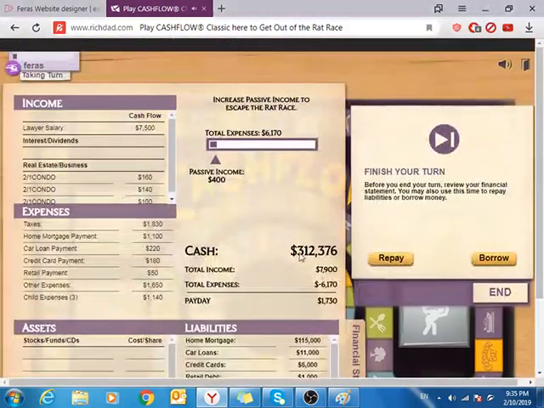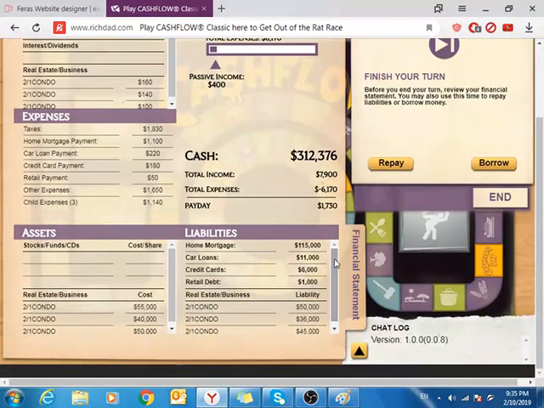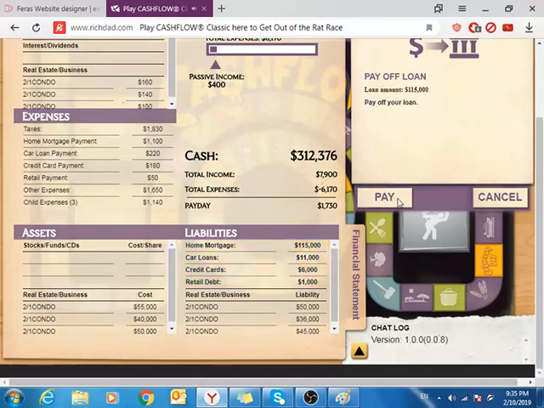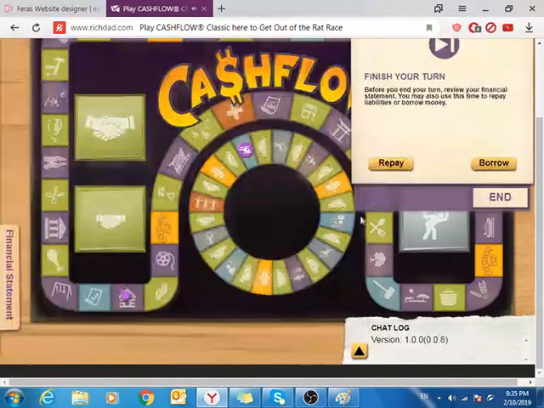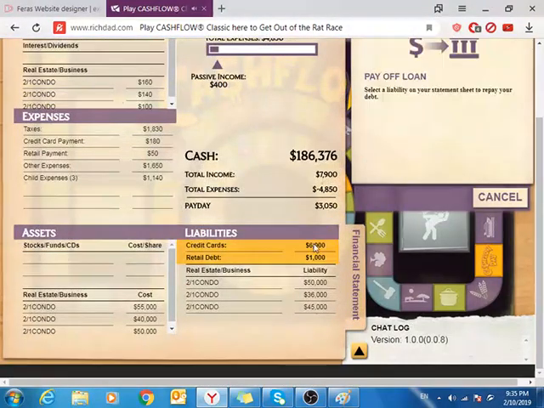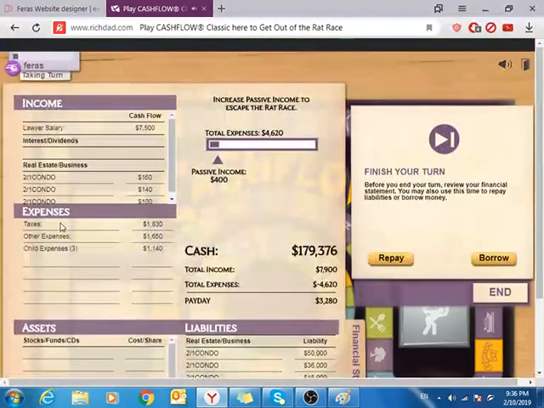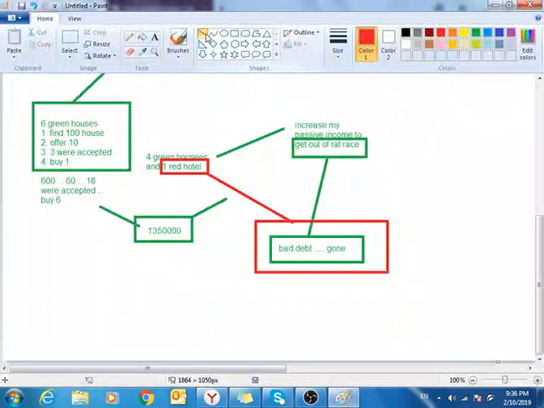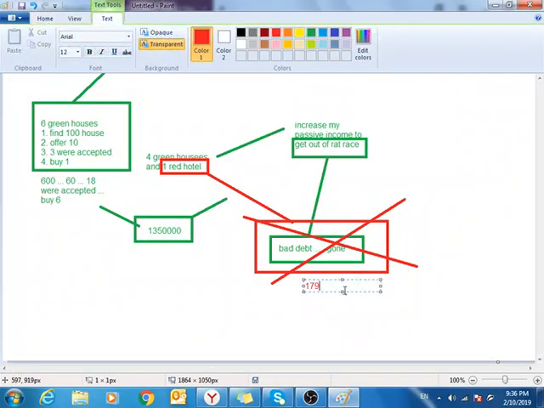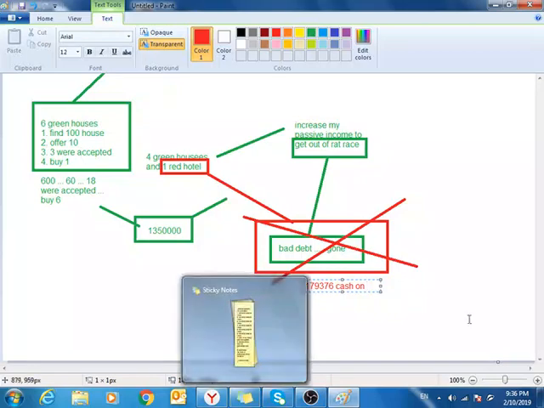Okay, now cash in hand is 312,376, and I have some home rebate. Let's rebate this amount of money. Okay, let's look here, expenses, 4620. Like there's $4,000 now. You can say, okay, bad debt gone. We have no bad debt, and I have 179,376 cash on hand.